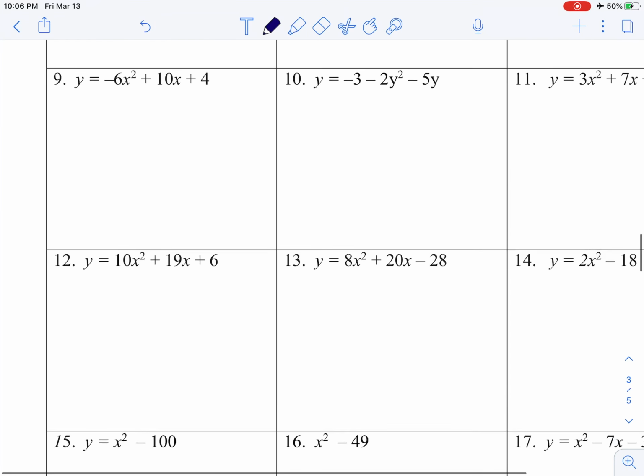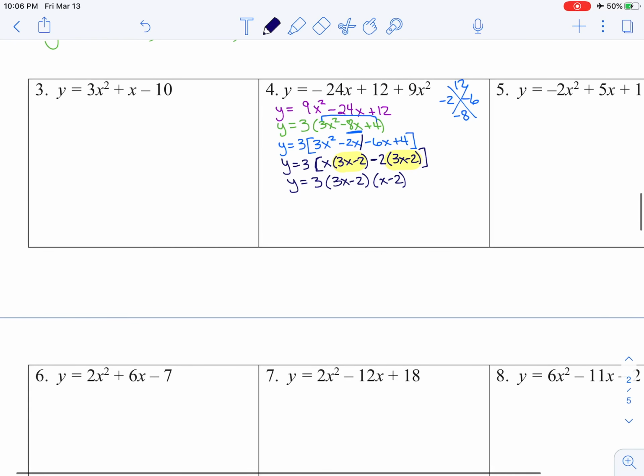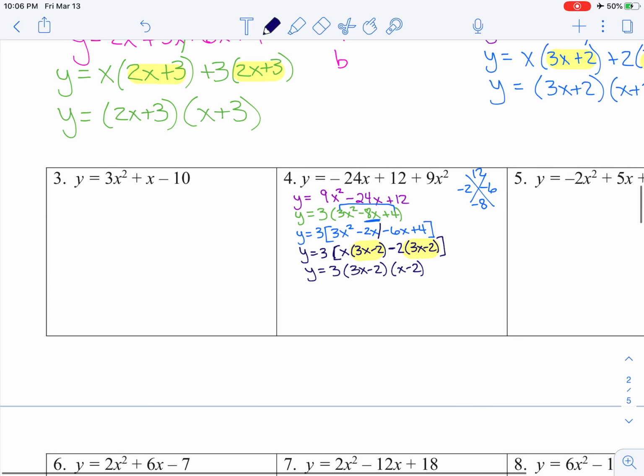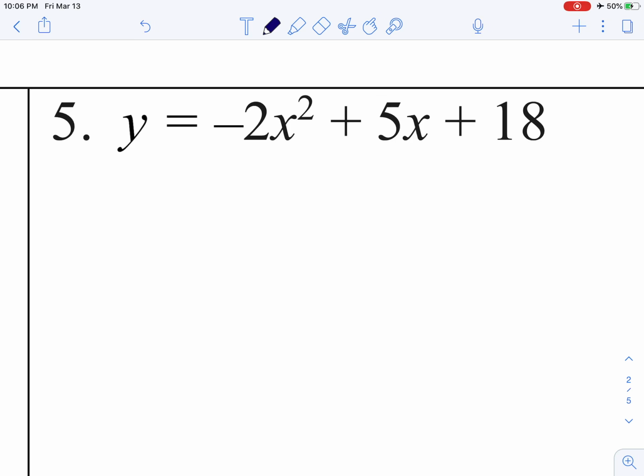Let's see if there's another one I really like. Actually, I think we're just going to come over here and do number 5. I like number 5. Now, if we look at this, they don't have a positive leading coefficient. They have a negative leading coefficient. So automatically I know I have to take out a negative. Now, if you have to remember that that's a -1, go ahead and put that 1 for yourself. They have nothing else that's in common.